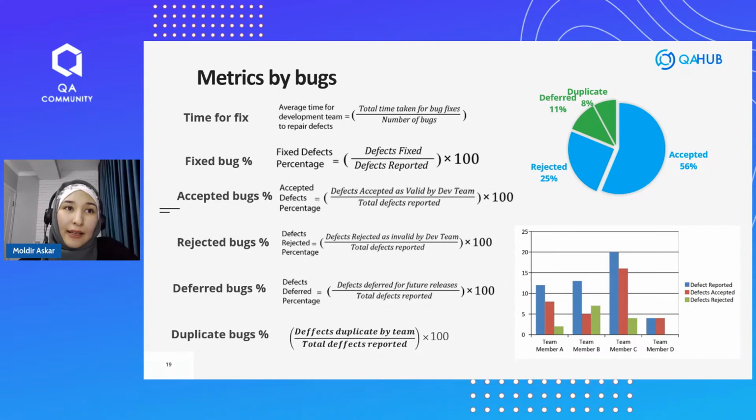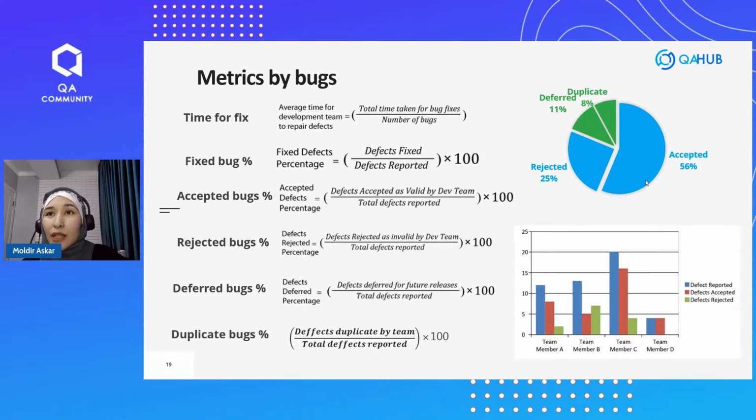And three other metrics are accepted bugs, rejected bugs, and deferred bugs. It's about the resolution of closed bugs. You can view simple formulas for the three, and here a pie chart for them. For example, I made a pie chart for it, and we can understand how many bugs were duplicates. If we have very many duplicate bugs, it's a red flag for us to understand why there are so many duplicates.